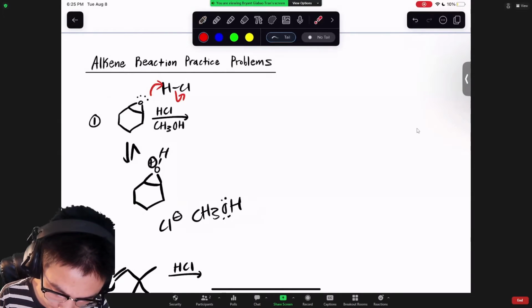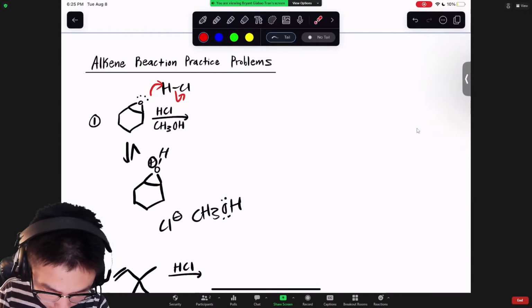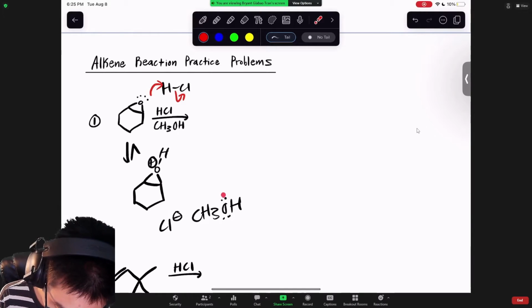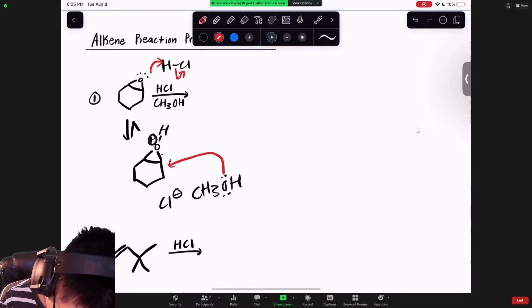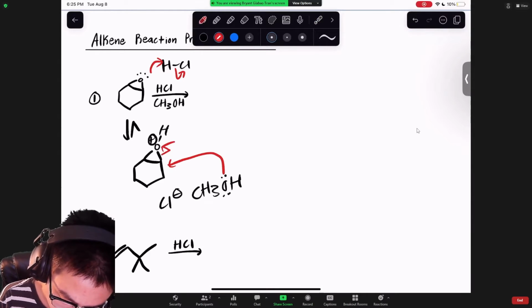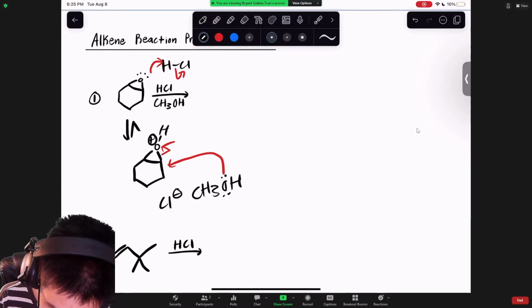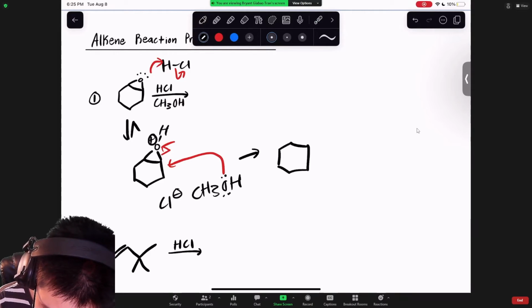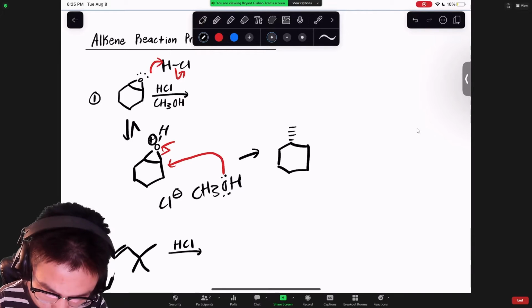So in this case, this methanol is going to attack either carbon in the SN2-like fashion, doing a backside attack, and kicking off the leaving group on the other carbon. So in this case, I chose that carbon, so I'm going to draw this. And since this is an SN2-like reaction, the other bond has to be opposite in stereochemistry.